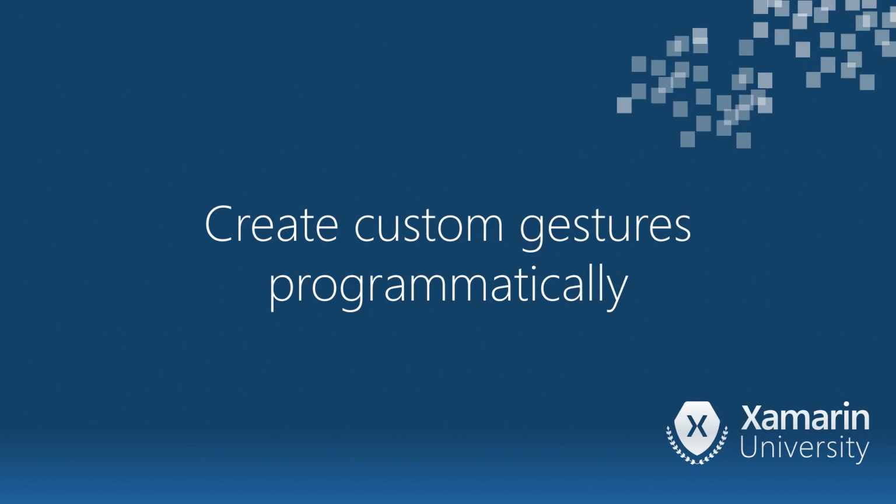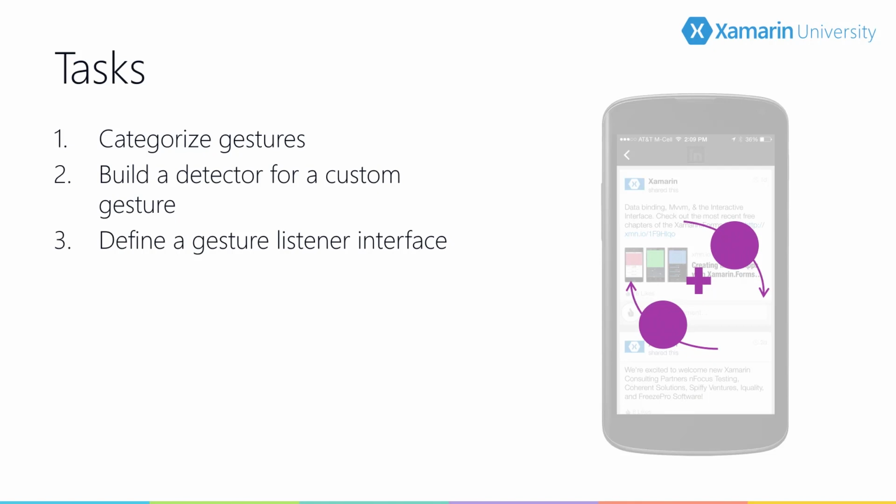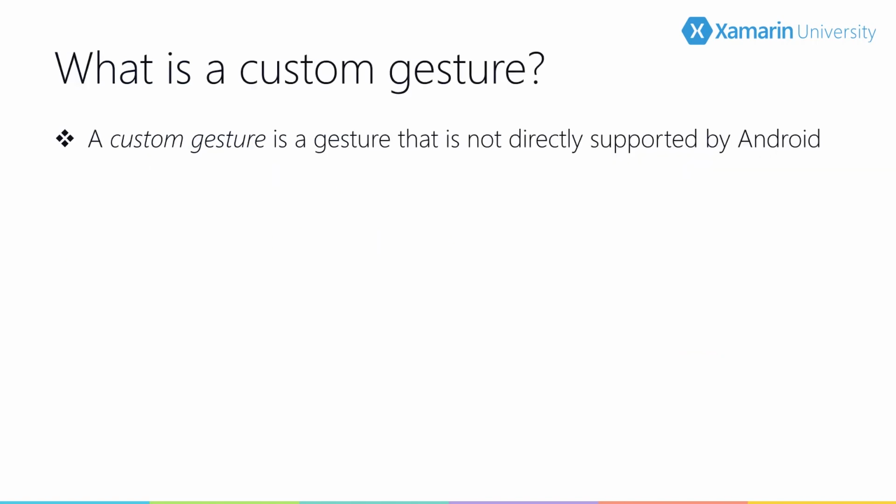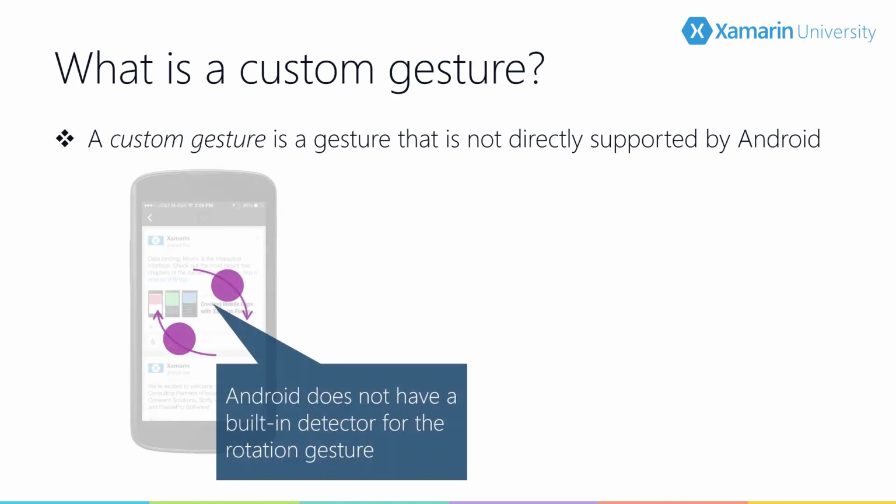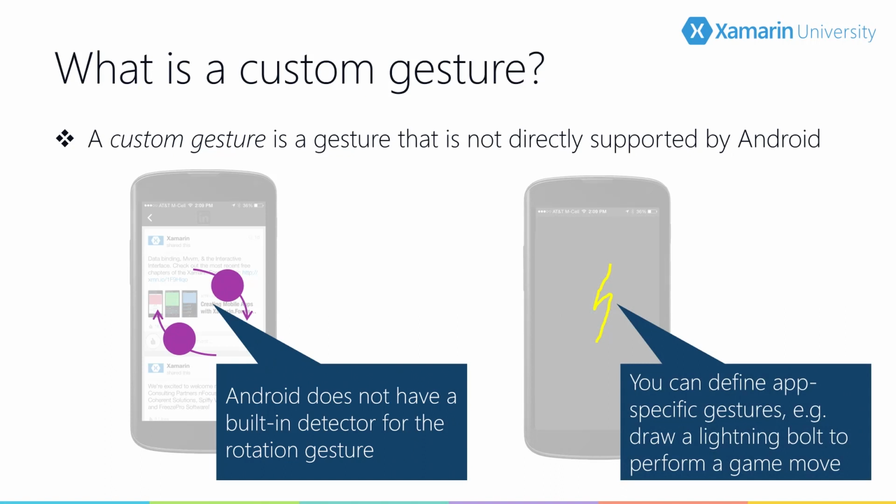And now that we've seen how to use the built-in gestures, let's build a custom gesture. To create a custom gesture programmatically, we'll need to create both the detector object and the interface to define the listener. A custom gesture simply refers to a gesture that isn't already included in the APIs. It could be a common gesture that isn't provided. So as we discussed earlier, currently the APIs do not provide a rotation gesture detector. Or it could be something completely unique to your application, a custom gesture to perform a game action, for example.